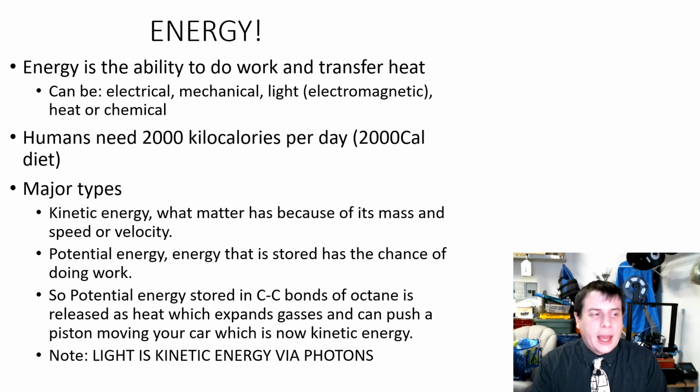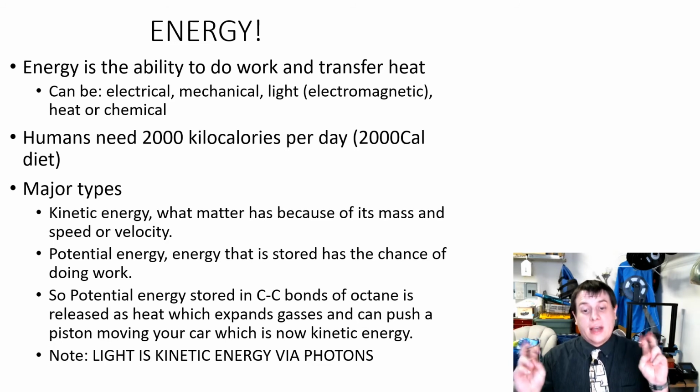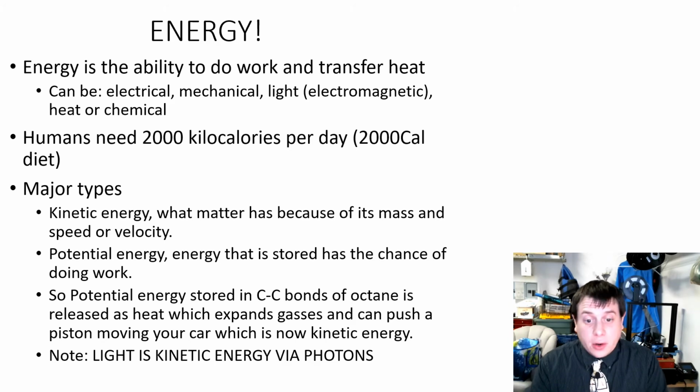All right, how about energy itself? What is energy? Energy is the ability to do work and transfer heat. It can be electrical, mechanical, it can be electromagnetic in the form of light. It can be radiation, which is another form of electromagnetic energy. It can be heat. There's chemical energy, all kinds of stuff. So, for example, humans need about 2,000 kilocalories a day, which is what we call the 2,000 calorie diet. That's all chemical energy. That is all energy stored in the chemical bonds of the food that you eat. As your body breaks that down and splits it apart, it releases energy.